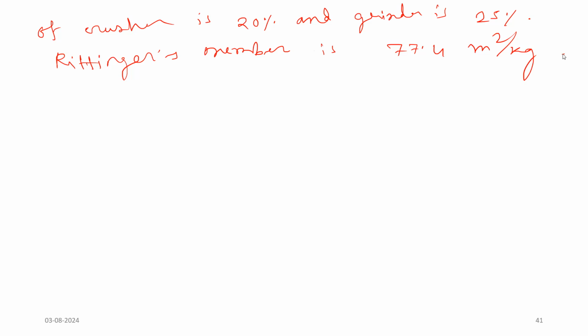Now we have to calculate. So we know that in Rittinger's law, W is the work done. This is nothing but the power required divided by the mass flow rate, which is Rittinger's constant into the new surface area created. Okay. Now in the question it is given as Rittinger's number, but we have to calculate Rittinger's constant.